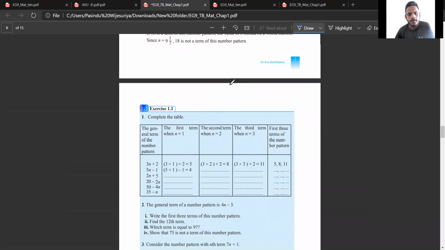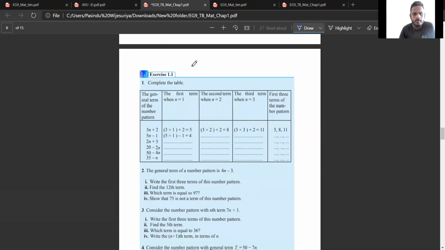I think it's pretty clear. So now we have to complete the table. This is pretty easy. What you have to write is how you get the values. This is for the first term. I won't do all of them, I'll do a random one. So 50 minus 4 into 1. Don't forget to put the brackets. Okay, I'll do this one as well: 35 minus n, n is 1. That's it. I'll do one of those which are here.